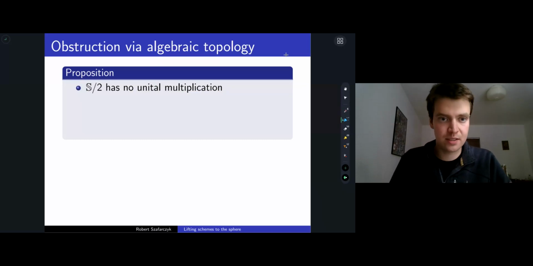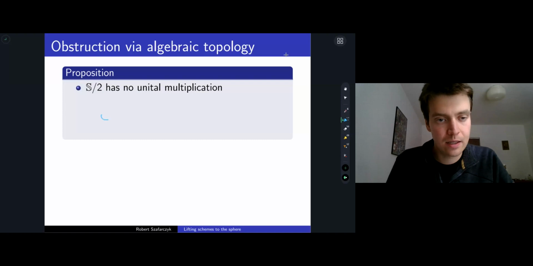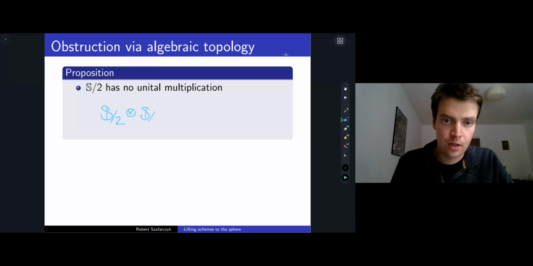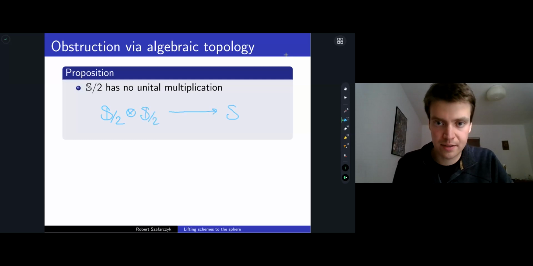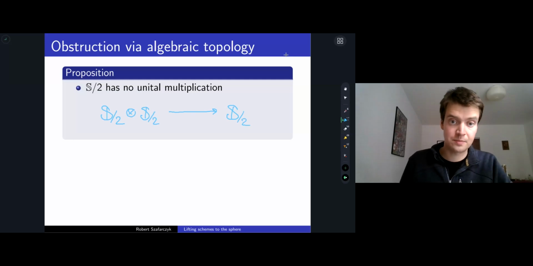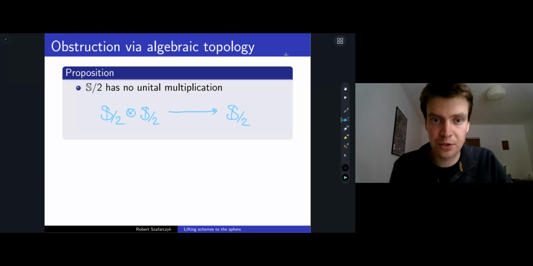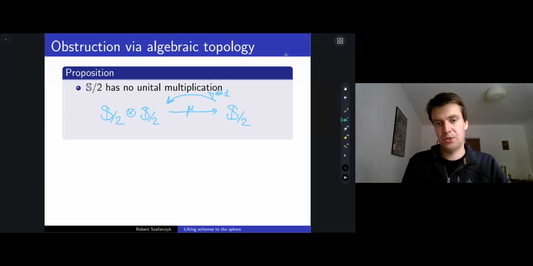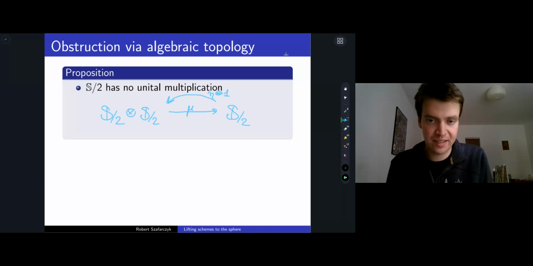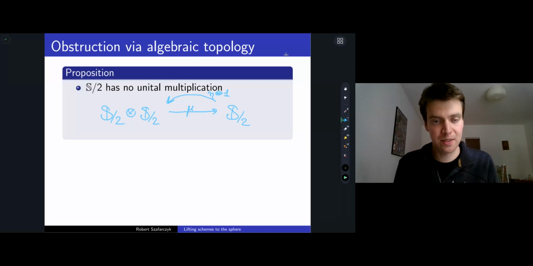How to see this is a classical fact, proved via Steenrod operations. If we had a unital multiplication like this, then inserting a unit in either of the coordinates gives a splitting. So this is my multiplication, and this is unit times identity. If I multiply something with the unit, I get the same thing. So this defines a splitting.